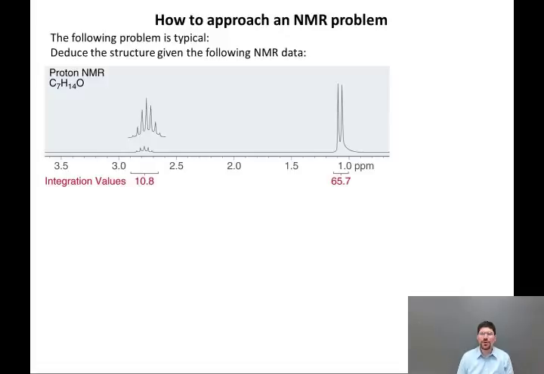In this lesson, I will consider systematically how to approach an NMR problem. So the following problem is typical. Given the NMR spectrum indicated on the screen and a molecular formula, C7H14O, deduce the structure of the molecule. So how do we begin?